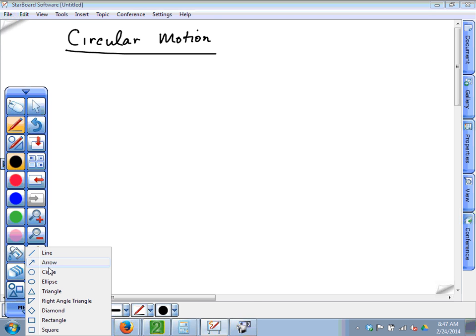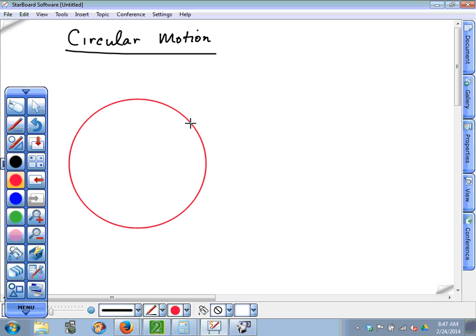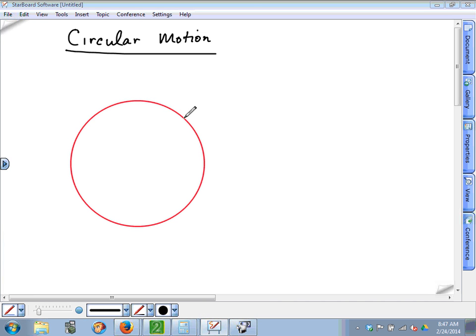So draw another circle. I don't like it when this is all up. It makes you better at drawing circles. Yeah, I want to be better at drawing circles. Now, imagine that this point is moving around the edge of the circle.